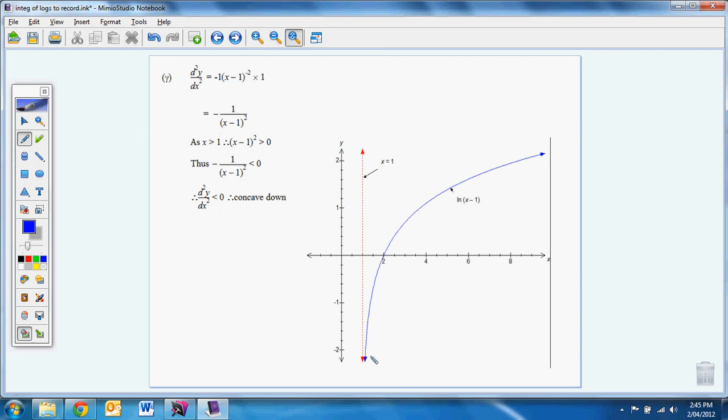So doing our graph of this one, we know that it's going to be always rising. It's x is greater than 1, so it's always rising and it's concave down. It must look like that. And we can see that it's going to go through 2, because natural log of x plus x minus 1, when x is equal to 2, that gives us natural log of 1, which goes through 0. So that's where we're going to get our graph from.